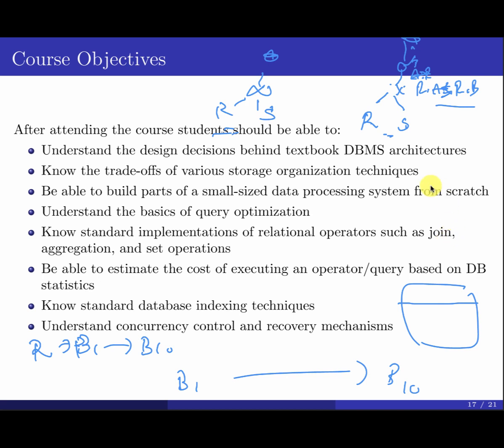So hopefully by the end of this class, you can understand the basics of query optimization. You can tell, for example, how the system is going to decide which plan is going to be chosen, which one is going to be fast, and based on what, too.